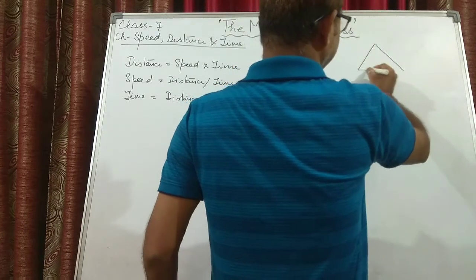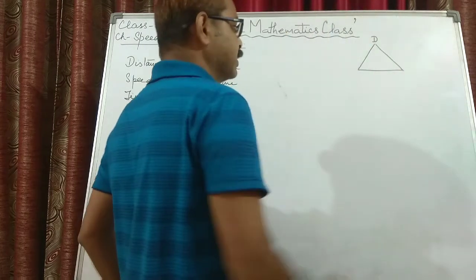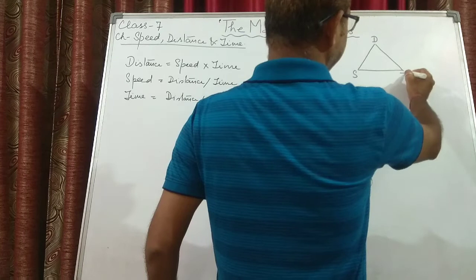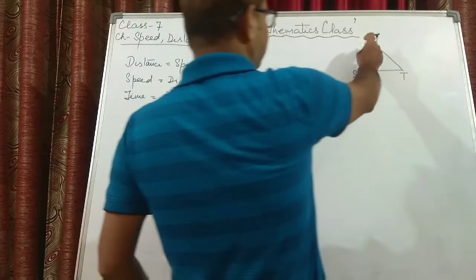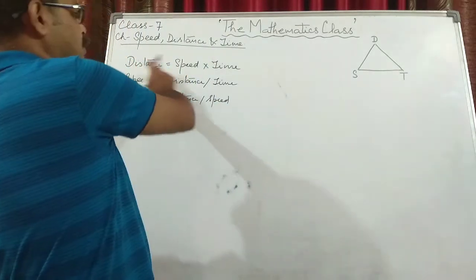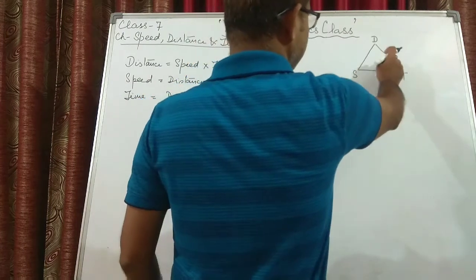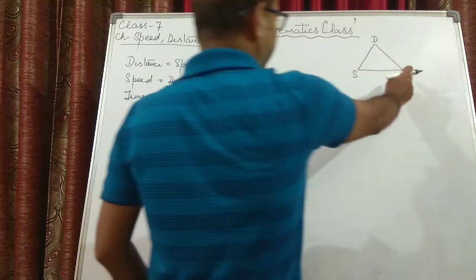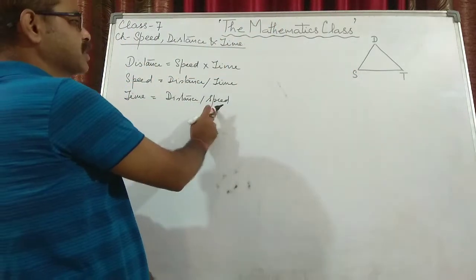Now in order to remember this, we have a simple diagram of a triangle in which on the top always D comes, which stands for distance, and in the below vertices speed and time can be written. What is the meaning of this? If I want to calculate the distance, distance is speed into time. If I want to calculate speed, speed is equal to distance upon time. If I want to calculate time, time is equal to distance upon speed.